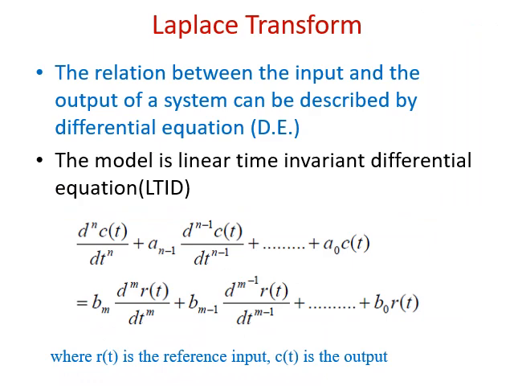The relation between input and output in any system is described by a differential equation. The differential equation, which is a linear time invariant differential equation, as you see in here. So this equation is a description for a certain system where r(t) is the reference or the input and c(t) is the output.